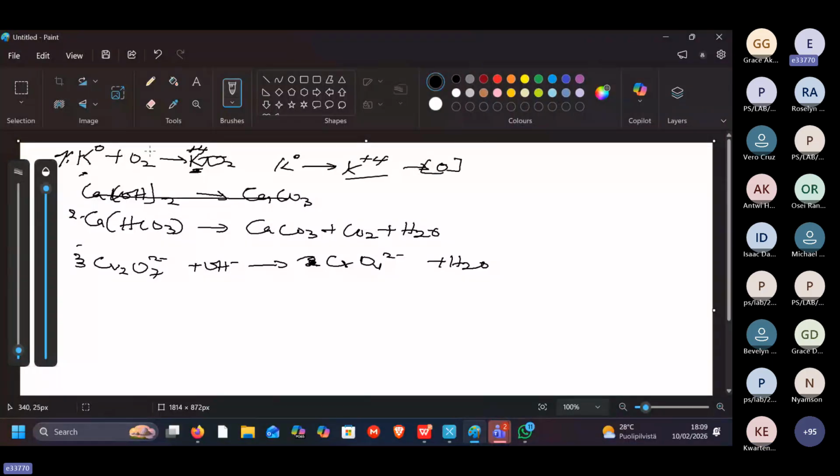Now, if I take the oxygen here, it is 0, but the oxygen here is minus 2. So the oxygen was 0, and here the oxygen becomes minus 2, then you see that it is going through reduction. So clearly, this equation is a redox reaction.